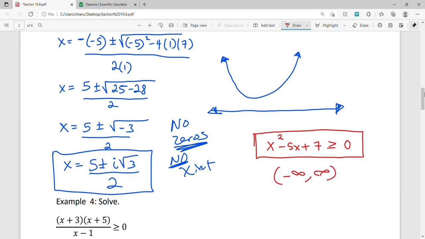Pay attention to what the inequality is. If the inequality is the other direction, we do have a solution. It's the entire number line. So be careful. Check the inequality before you say no solution.